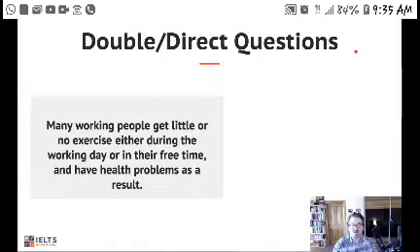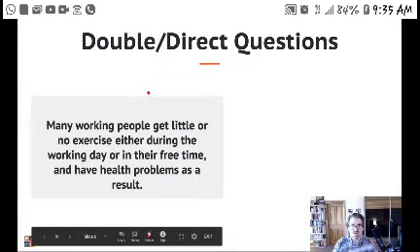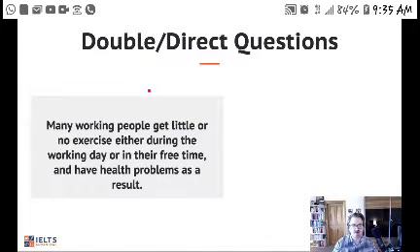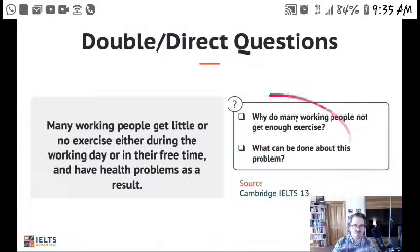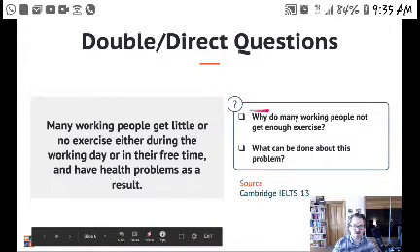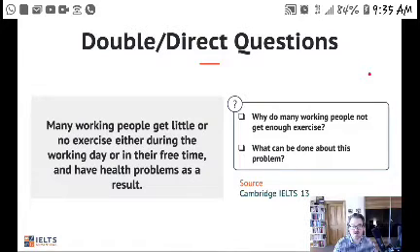So every question on a Task 2 paper will start off with something like this. This will be the question statement. Many working people get little or no exercise either during the working day or in their free time and have health problems as a result. And then you will have 2 questions. So a double question will be 2 direct questions. Why do many working people not get enough exercise? What can be done about this problem? So in this question, there are actually 2 questions. Question statement and then 2 questions. And every double question follows this format.